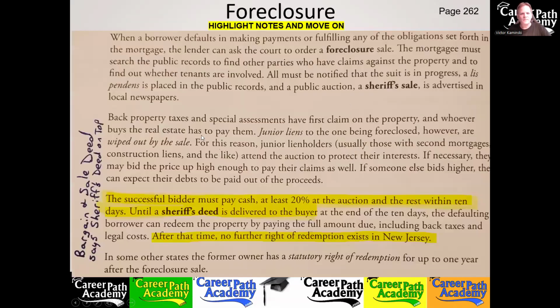All right. So that's how foreclosure works. So let's just write here, the successful bidder must pay cash at least 20% at the auction and the rest within 10 days until a sheriff's deed is delivered to the buyer. After that, no further right of redemption exists in New Jersey. And then write on the side here, bargain and sale deed says sheriff's deed on top. Because there's no deed called a sheriff's deed. Even though they call it a sheriff's deed, it's actually a bargain and sale deed. Let me know when you got that.